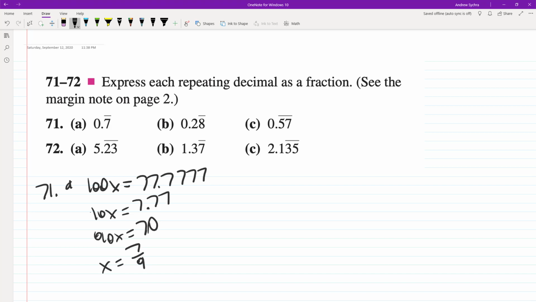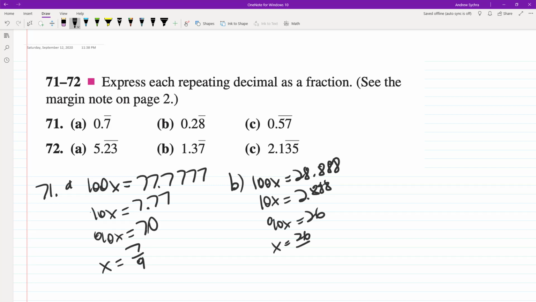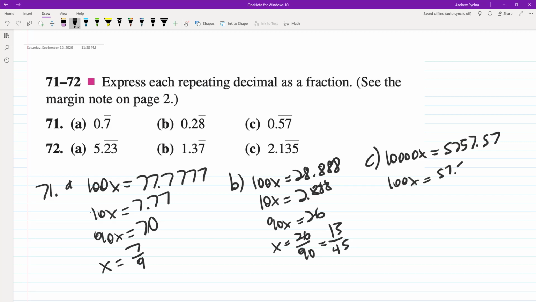Plug it into your calculator, check it out. Finally for C. Which simplifies down to 19 over 33. Okay.